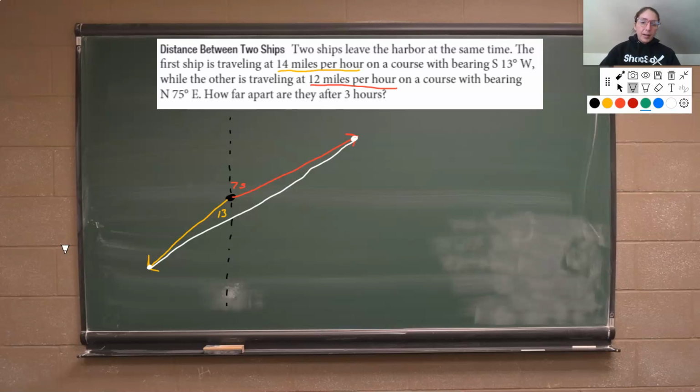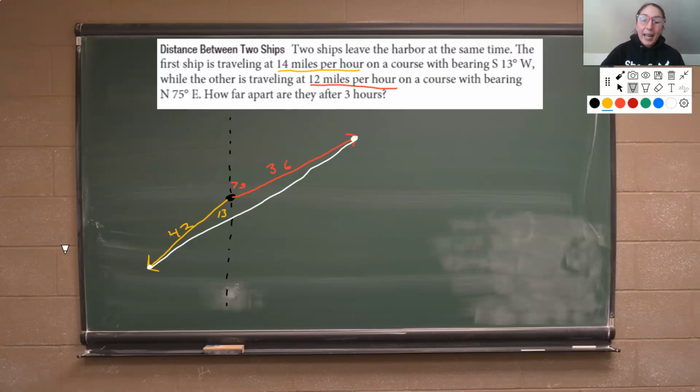Now what I need to figure out though, so how far is my red vector here? How long is it? Well, the red vector traveled for 12 miles per hour and it traveled for 3 hours. So this length is going to be 36 miles. My yellow vector traveled for 14 miles per hour after 3 hours. So 14 times 3. So this vector here has a magnitude of 42. All right. So I know two sides.